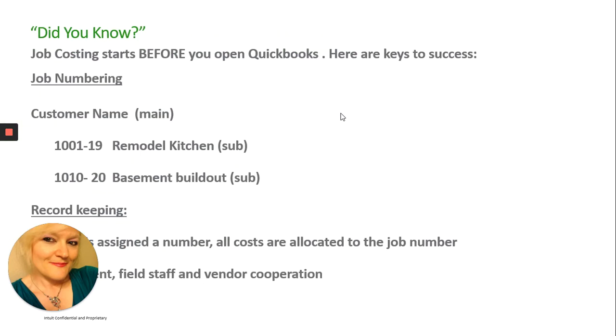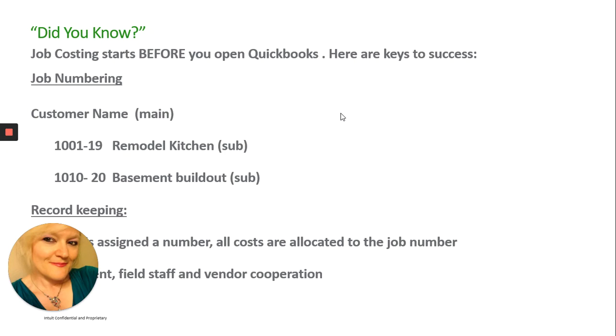The first thing that I want to talk about today is that I strongly believe that job costing starts before you open QuickBooks. And I've identified certain keys to success. The first thing is job numbering. I know many of my clients, or several of them, don't always use job numbering, but I think that it's extremely important. In QuickBooks, typically you have your customer name, and then you have your jobs that are sub-customers underneath the customer name. I believe it's really important, so that you can distinguish between jobs, to have a job number. So I'm really a stickler about that.